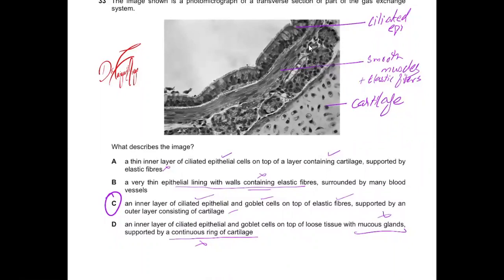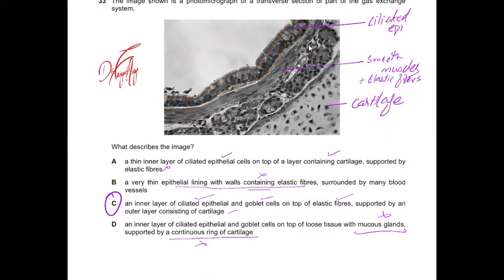A thin layer of ciliated epithelium on top of a layer containing cartilage supported by elastic fibers. No, there's no thin layer supported on top of cartilage. A very thin layer of epithelial cell walls containing elastic fibers surrounding many blood vessels. No, the blood vessels are not being surrounded. This is a blood vessel, and this is a blood vessel as well. They are not being surrounded by these epithelial linings. This is the epithelial lining, and this is the lumen from which the gas will be transported.